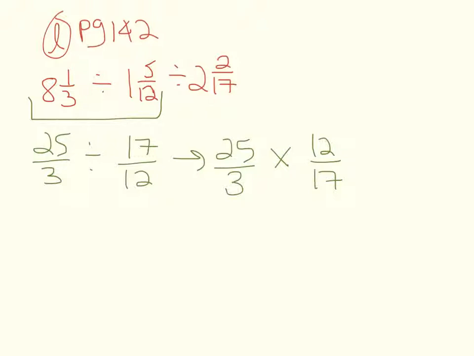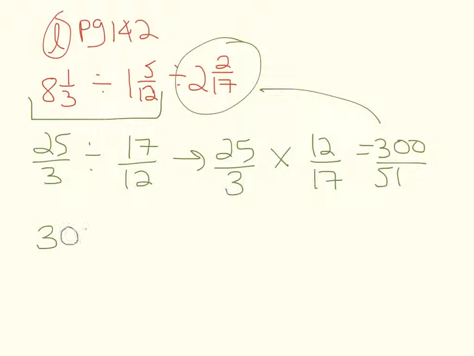Okay? So when we actually multiply this out, 25 multiplied by 12 gives us 300, and 3 multiplied by 17 gives us 51, and that is disgusting. Okay, at this point in time, do not change it back into a mixed fraction, as we still have this third fraction to deal with. So if we look down at the line below, I'm just going to write that 300 over 51.